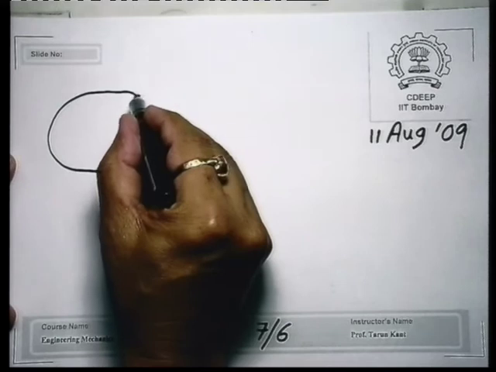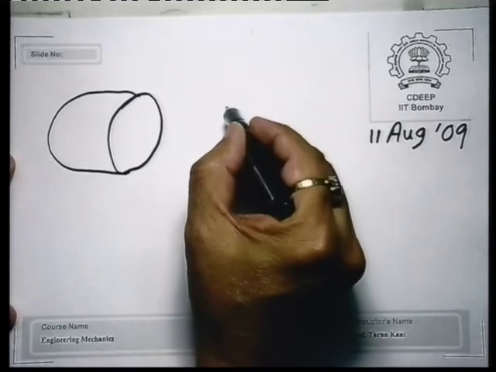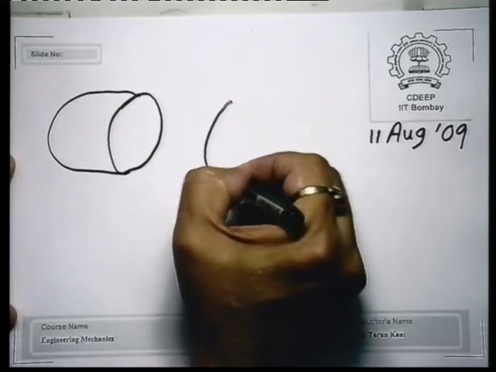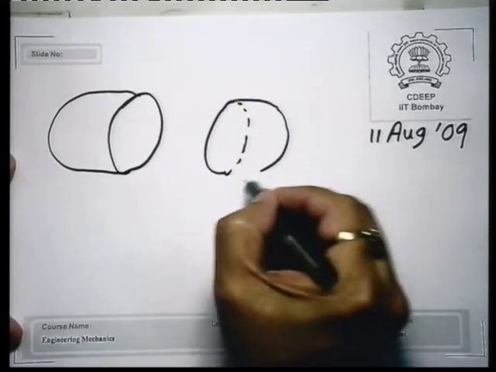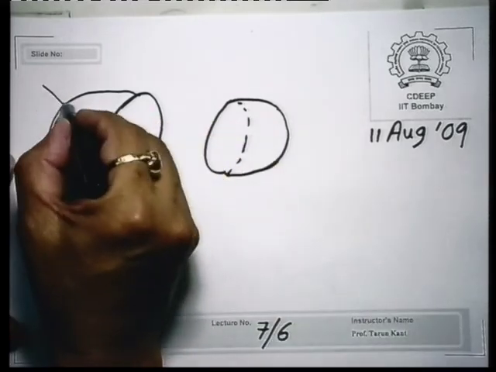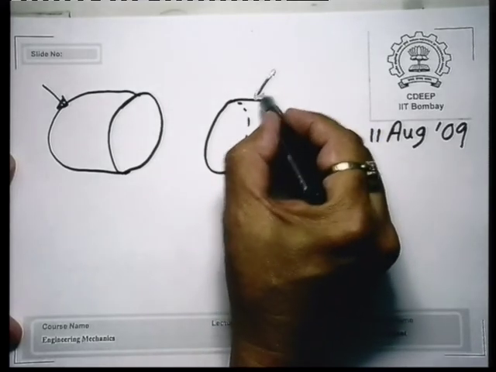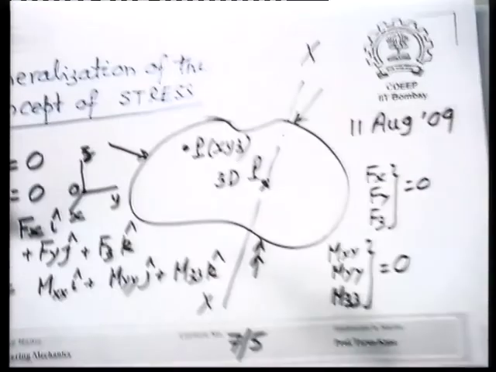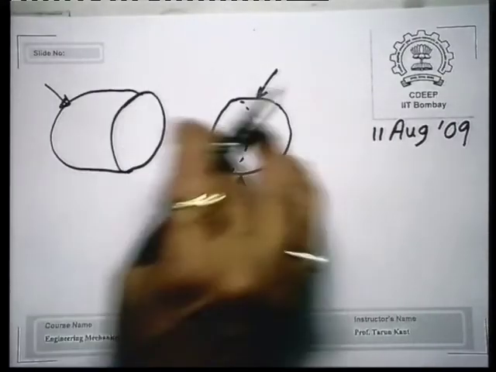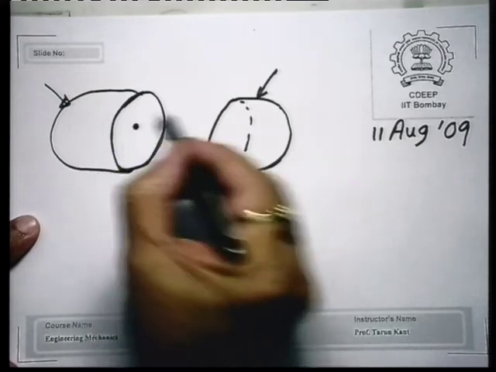So, this body will look something like this. This is one part, and this is the other part. The 2 parts are like this, and this is the plane of interaction which I have shown. In one part it looks something like this, and point P is here.